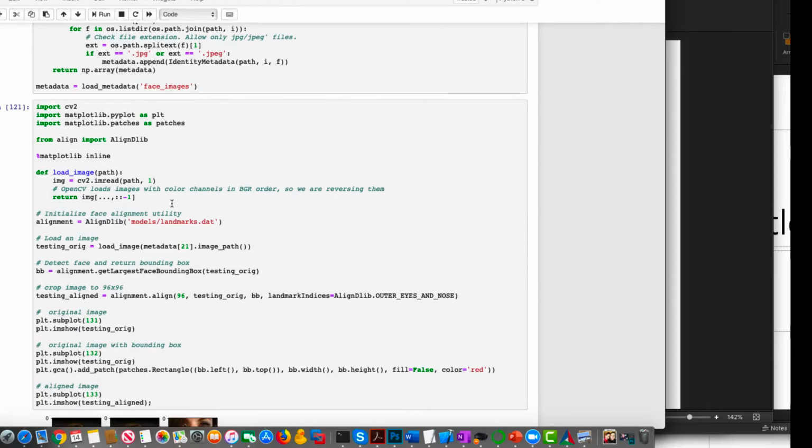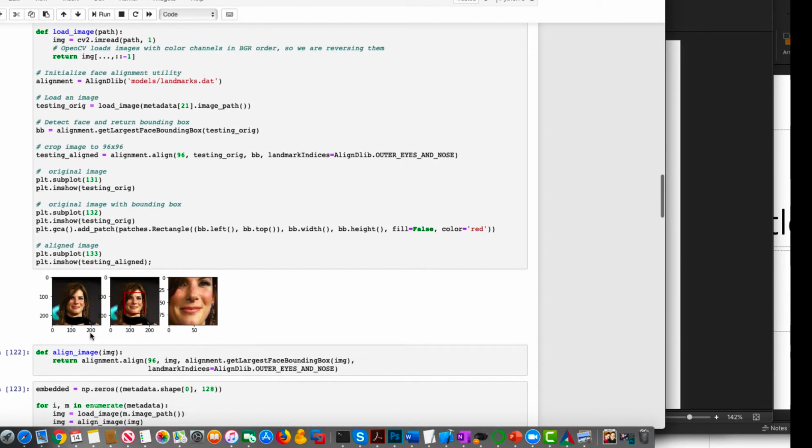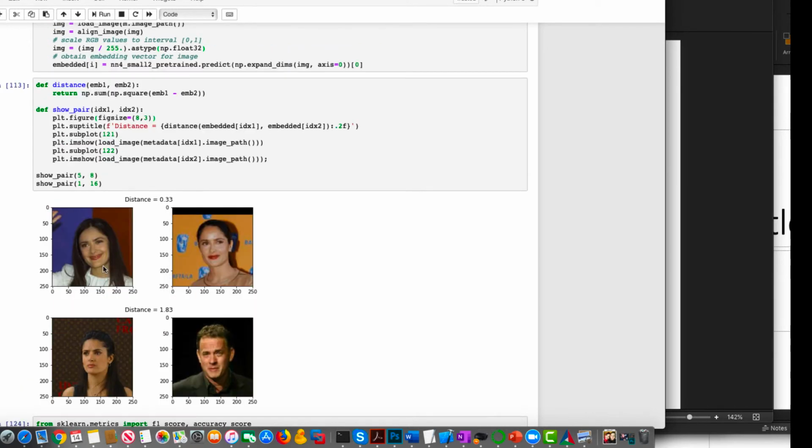And if we take our custom testing set, we have to detect the face and have a bounding box, and we have to crop the image. And so this is what we are doing here. This is the Sandra Bullock original image. This is the box that determines her face, and this is the cropped face.